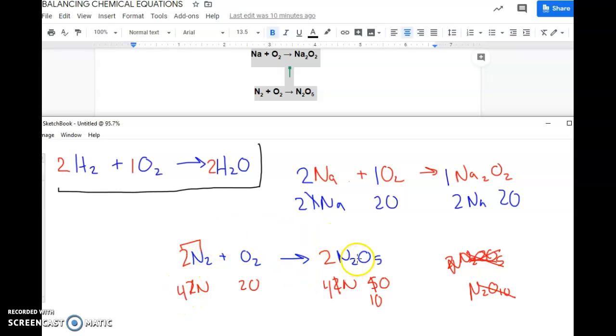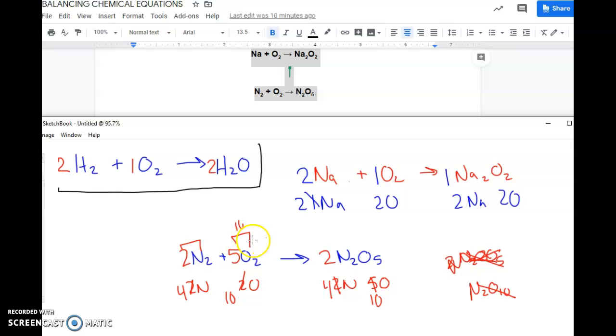The last thing I see is this oxygen. I went from 5 to 10. Over here I only have 2. So in order to increase this 2 to 10, I have to multiply this by 5. 5 times 2 is 10.